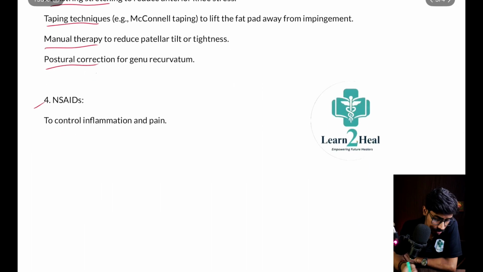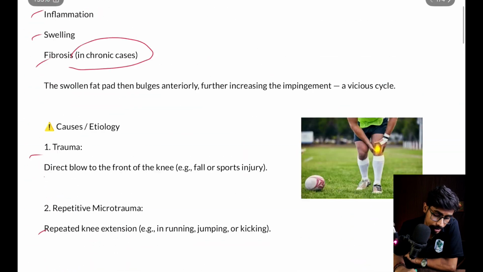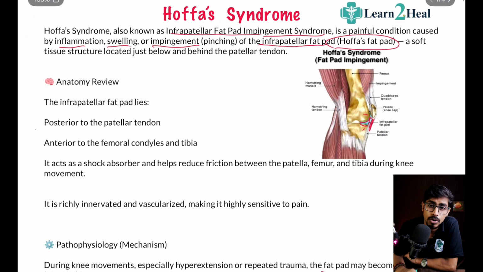And the doctor also gives NSAIDs to control the inflammation and pain in the patient. So these are all the basic treatments and the basic idea of Hoffa syndrome.